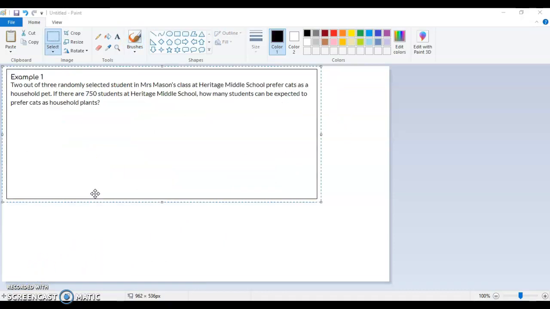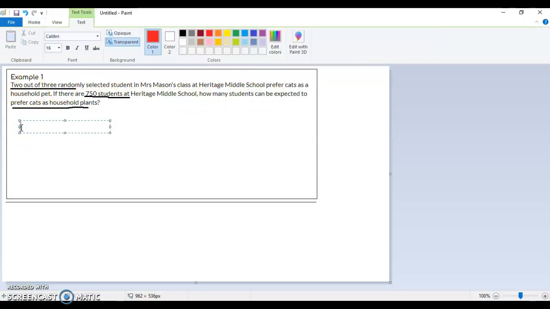So for this one, go ahead, read it, and then decide if it's a whole to part ratio. Okay? 2 out of the 3 randomly selected students in Miss Mason's class at Heritage Middle School prefer cats as their household pet. If there are 750 students, how many students prefer the cats? Okay, if I'm reading this, it says 2 out of, so it says out of, okay? That means it is part to whole.